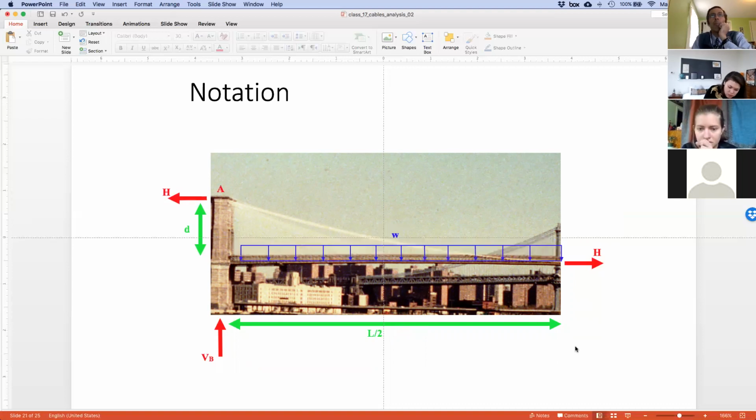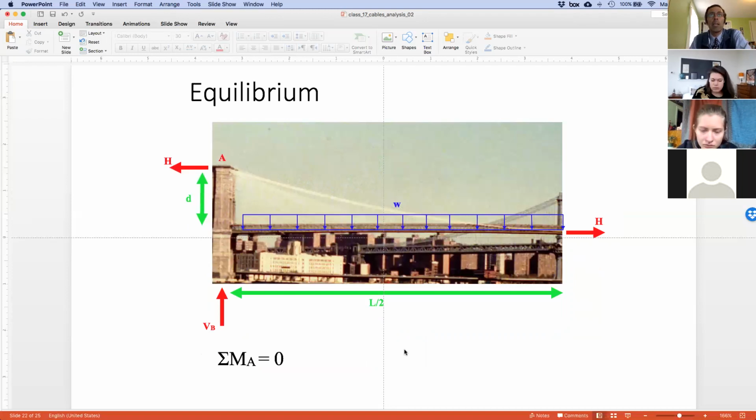Okay, free body diagram. I can put some symbols in. Let's call H the cable force, VB the vertical reaction, W the load, D the cable sag, and L/2 the half span. We're going to keep that diagram up there so it's not going away. And I can use moment equilibrium to get cable forces here.